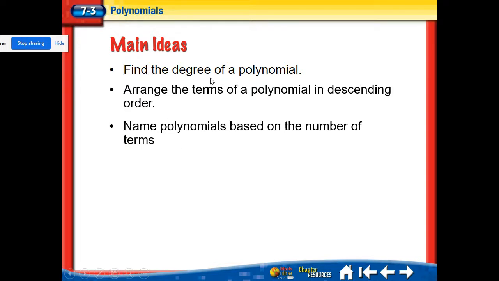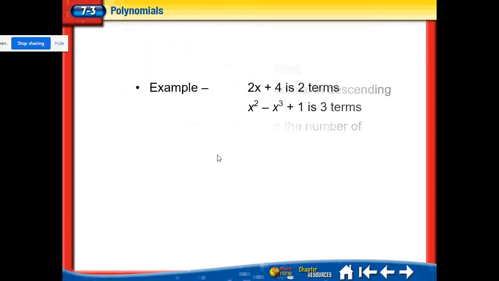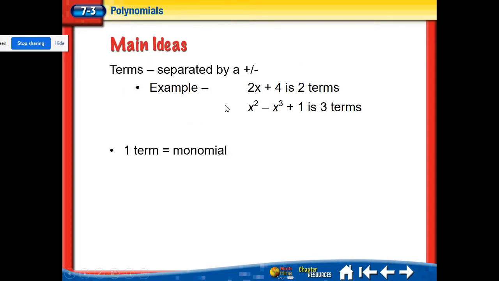Now, we're going to start with this bottom one here. So let's talk about what a term is. A term is separated by a plus or a minus. So for example, 2x plus 4 is two terms because this plus here separates it. We have a 2x and a 4. X squared minus x cubed plus 1 is three terms because there's a separation here and a separation here. So this is one term, two terms, three terms.